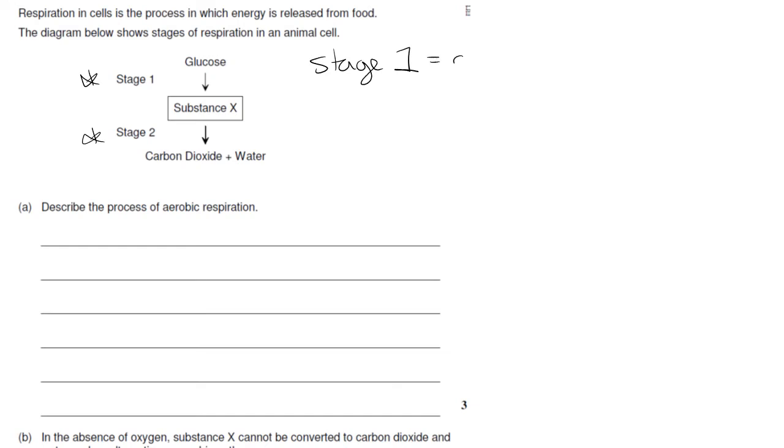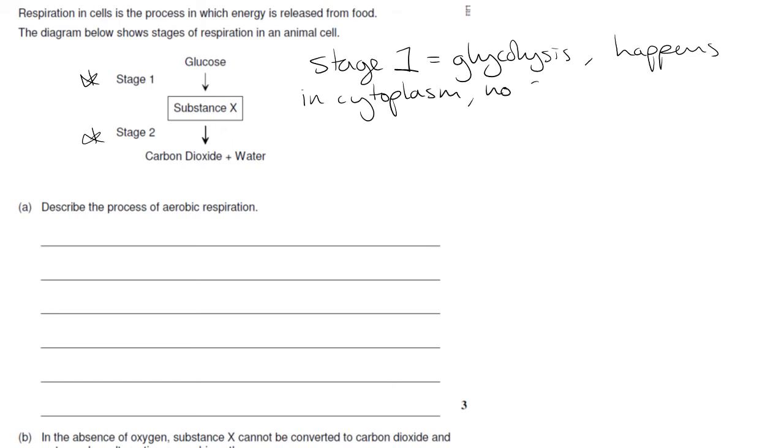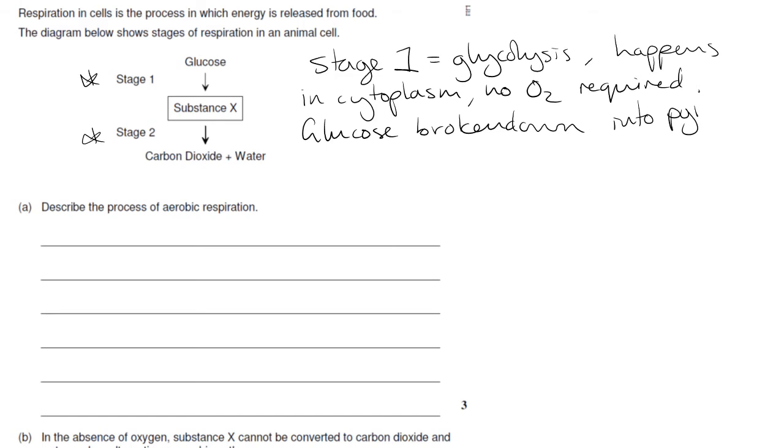So my stage 1, what is this? It's glycolysis, okay? So what we want to then think is, what's everything that I know about glycolysis, right? So it happens in the cytoplasm. What do I not need? Don't need any oxygen. What am I breaking down? Glucose. So glucose broken down into pyruvate. What else do I get? 2 ATP is made. Okay, stage 2.